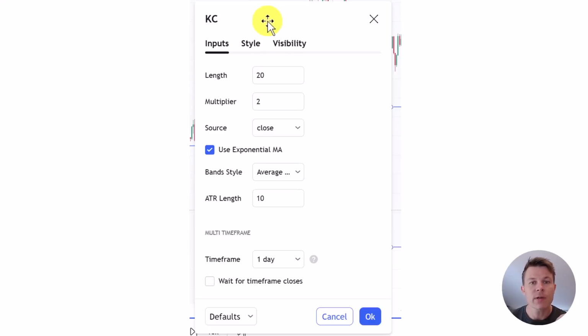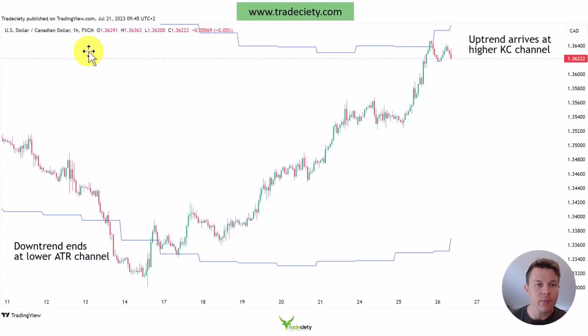When you open the Keltner Channel in TradingView, this is my setting. I use the default length 20, multiplier 2, but the only thing I do is change the time frame to the daily. So I want to see the daily Keltner Channel, but on my lower time frames. And this is what it looks like. We are on the 1 hour, and this is the daily Keltner Channel that you are seeing.